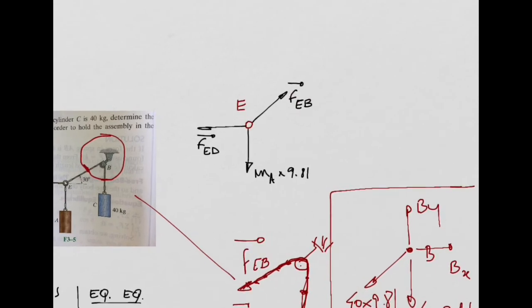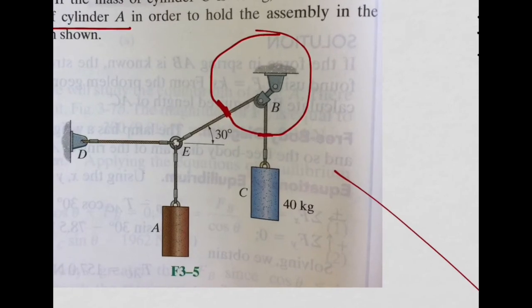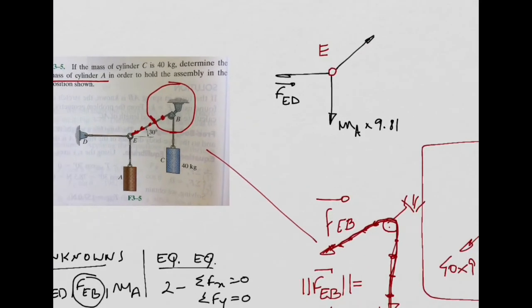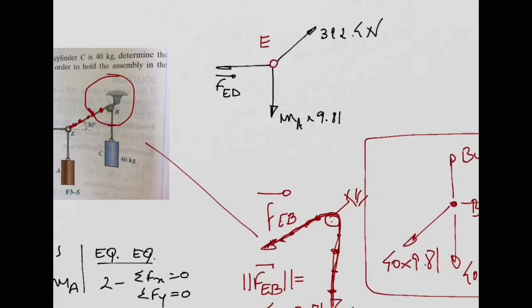So it's the same cable. Look, again, same thing, right? Cable FEB. So the force in this cable, in this point, or the force acting here on point E from the cable EB is going to be 392.4 newtons, right? Okay. So now that we have this force, we can use the two equilibrium equations for this example.